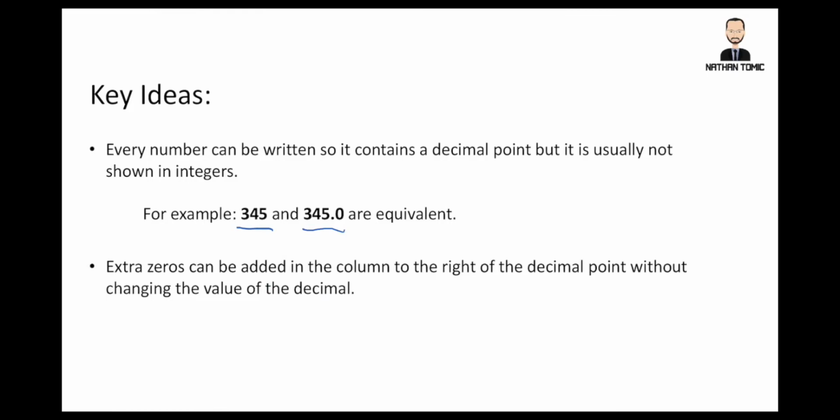Extra zeros can also be added to the right of the decimal point without changing the value, basically infinitely. So if we had a decimal value such as 12.5, we can keep adding zeros to the right of that, as many zeros as we want, without affecting the actual value. So this value here, 12.5, is the same as saying 12.5000, and we could go an infinite number of zeros. Again, it's useful to know, so that when we look at how we multiply and divide, it can be useful to have those extra zeros there.